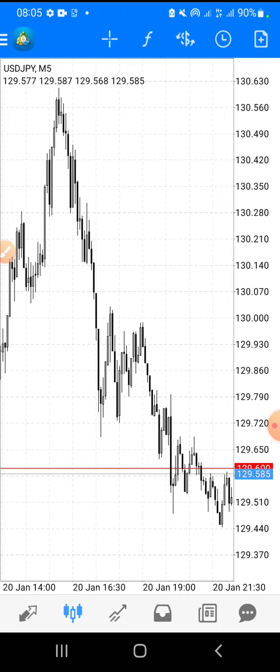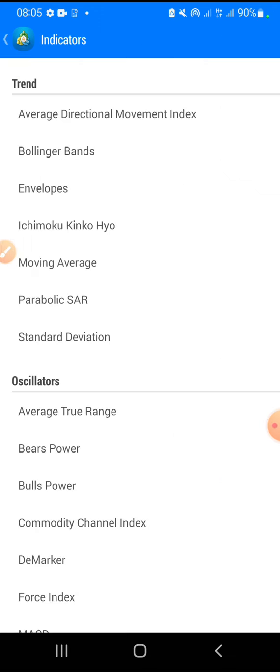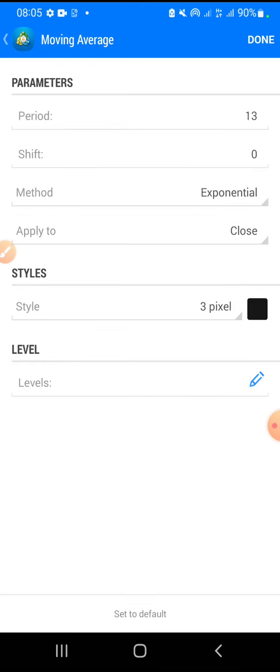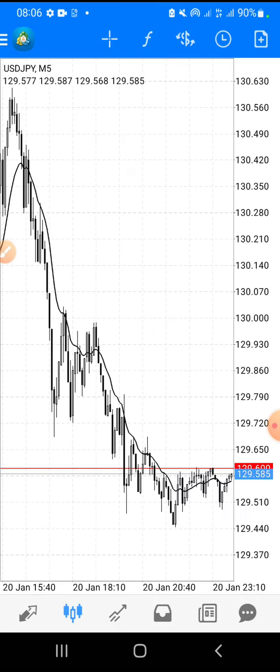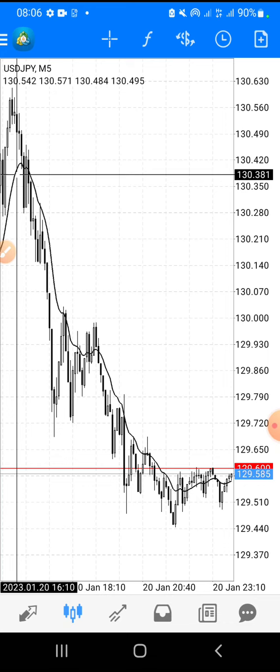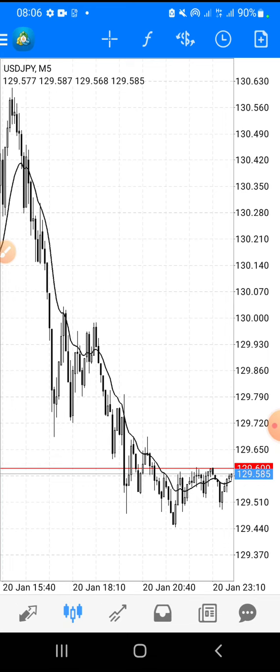The first indicator that we want to install is a moving average, and it is going to have the following parameters. We're going to have a period of 13, a shift of 0, a method of exponential, apply to close, and then for the styling, I'm going to choose the black color for this indicator, and I'm going to click done. And as you can see, we now have a black line added on to our charts right there.